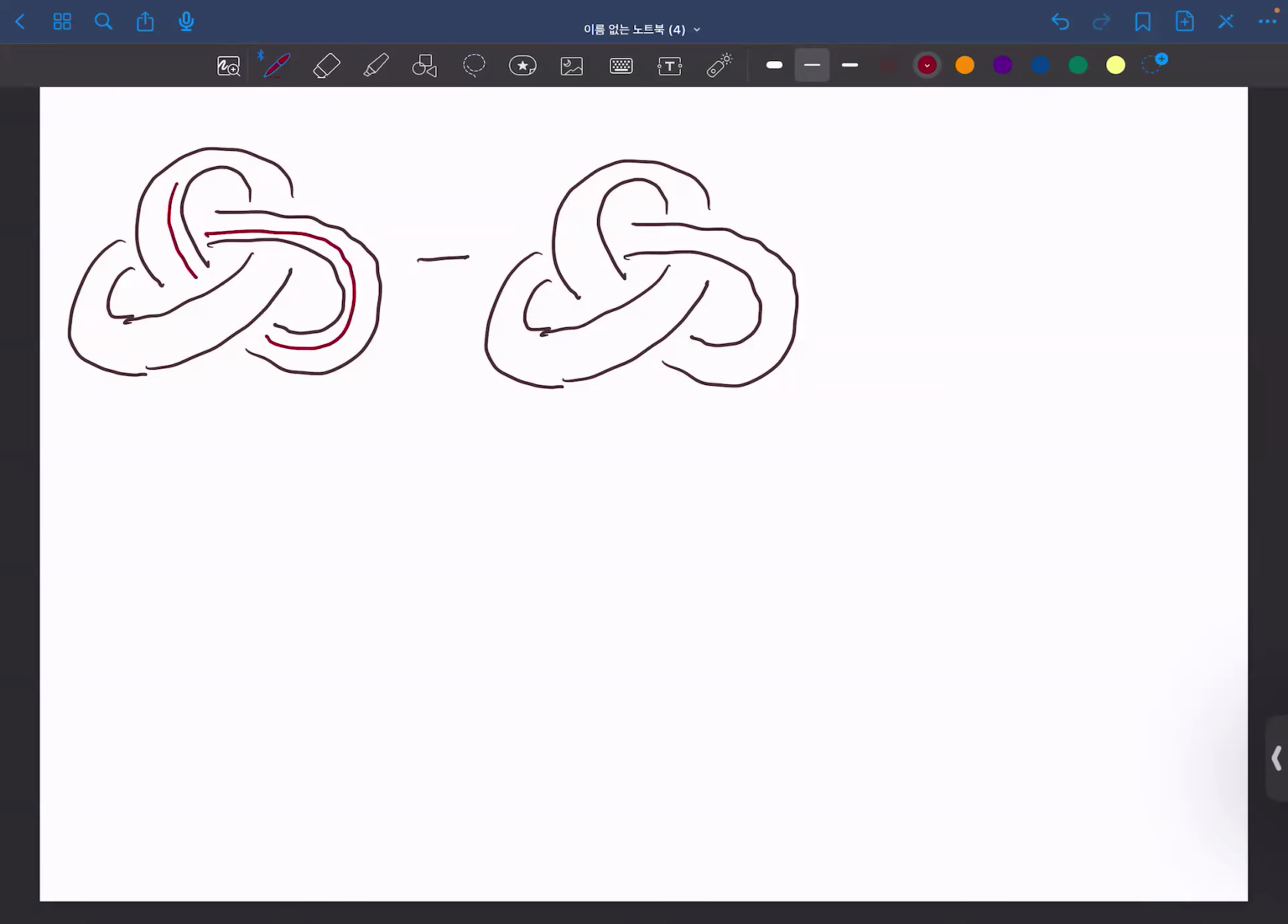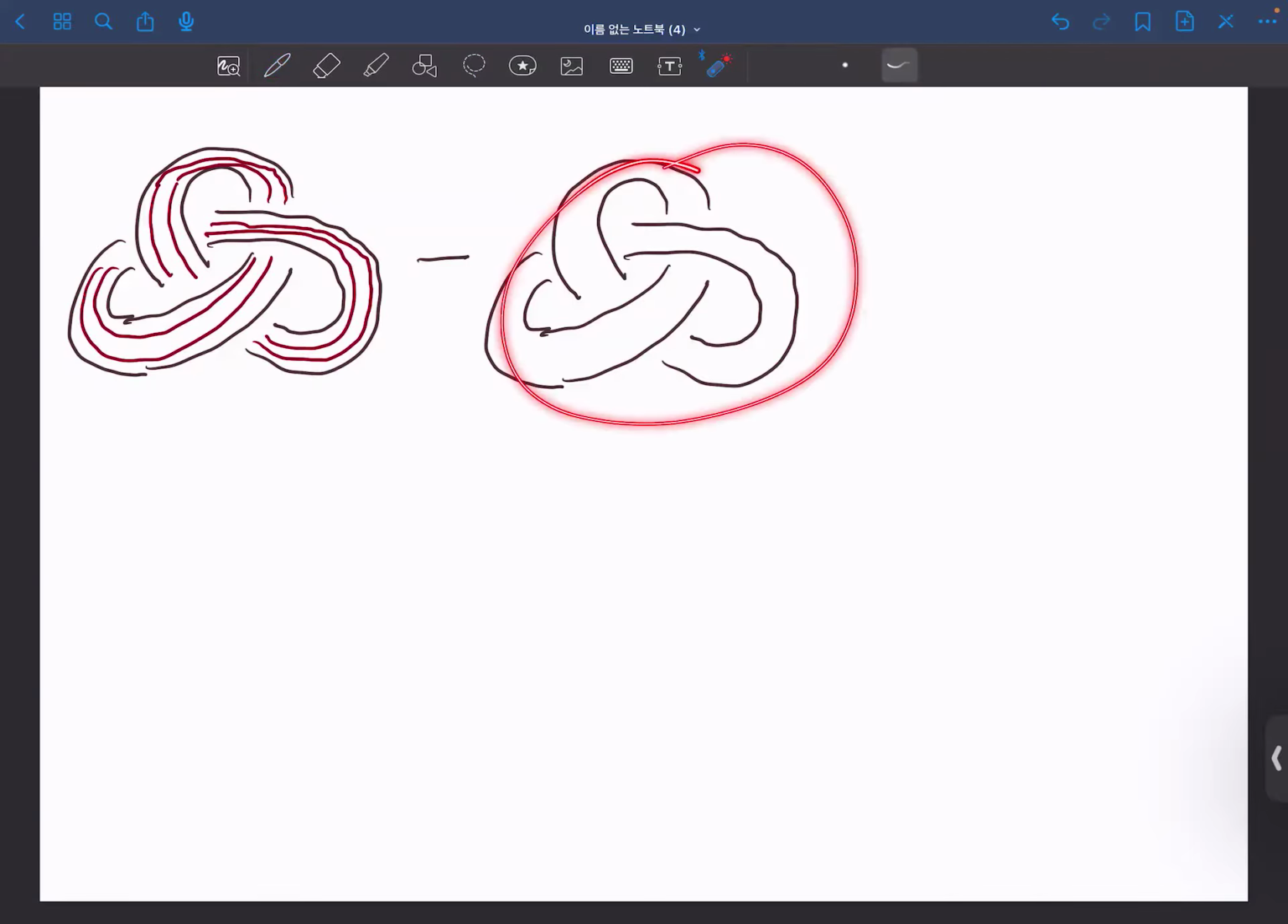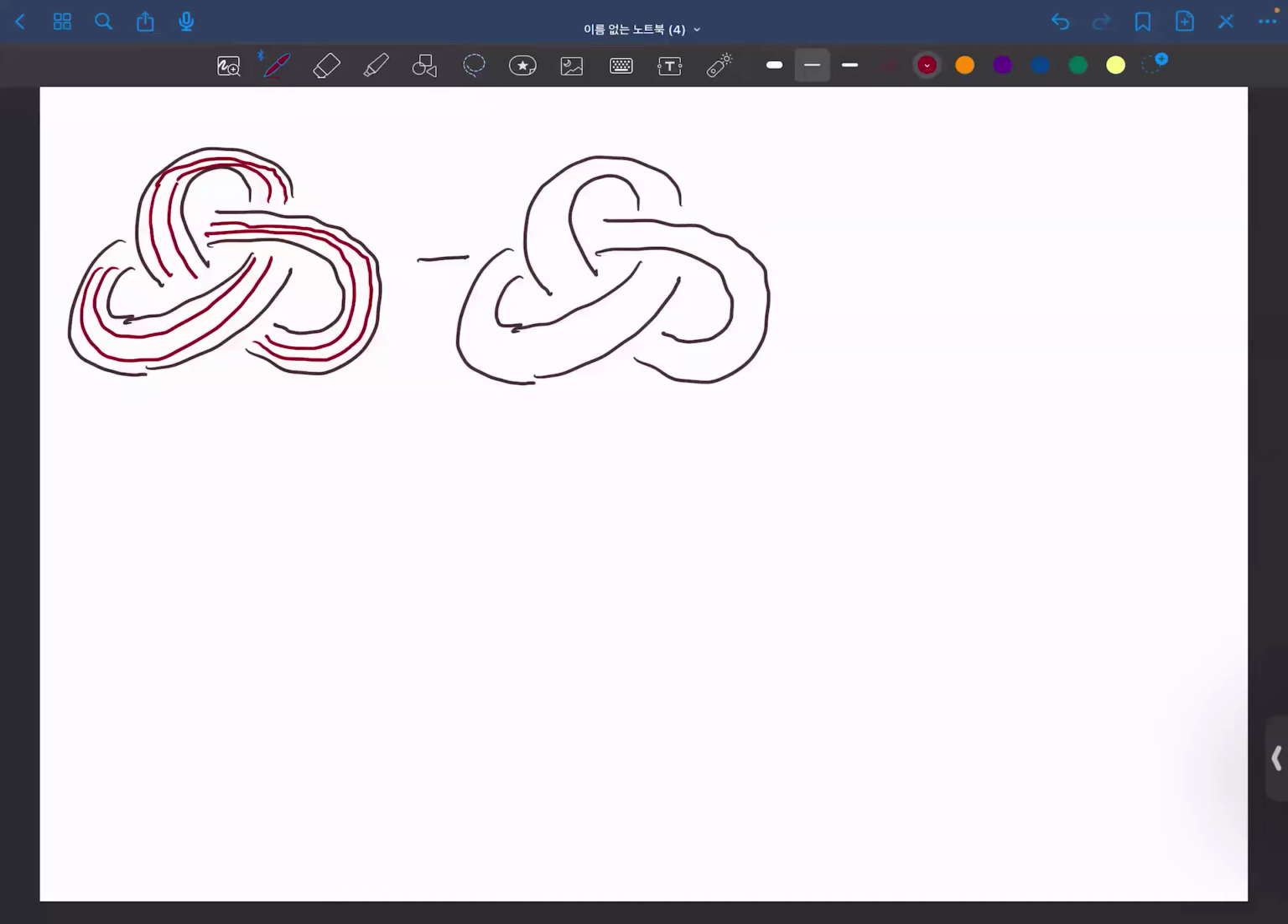First step was to make parallel on the band obtained by parallel blackboard framing and nothing. Here we do not put any red arc, so we get an empty knot. So this was D2 minus 1 empty, which we denote by DS2.